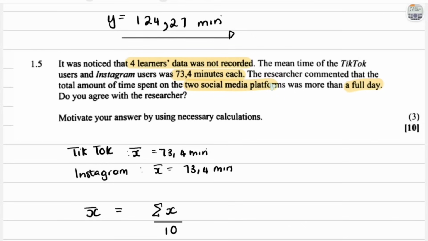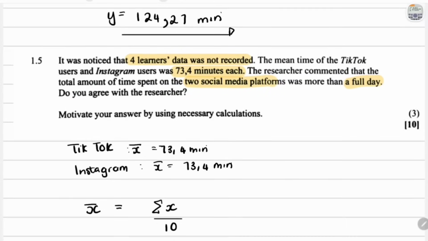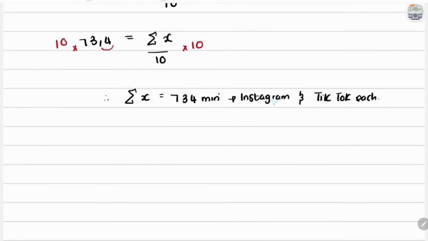So now that we have that, the researcher commented on the total time spent on the 2 social medias combined. This is just the total time spent on, let's say, Instagram or TikTok. The total time for both combined, you would have to add them together, because this means that they spent 734 minutes on Instagram and 734 minutes on TikTok. So 7 plus 7 is 14, and then 34 plus 34 is 68. So that's the total amount of time in minutes that they spent combined, okay?